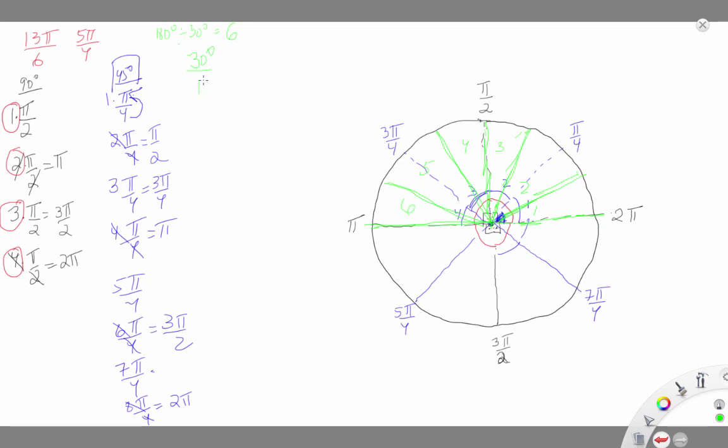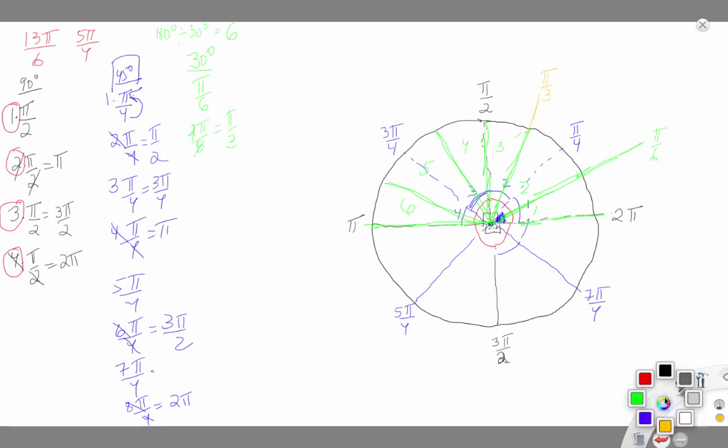So really 30 degrees is just pi over 6. So I'm going to write over here, a little bit further away so I can see it better, pi over 6. Right. And if I move another 30 degrees, I get 2 pi over 6. But guess what? I can simplify that and it becomes pi over 3. Right? Now the denominator changed. So I'm going to use a different color over here. I'm going to say this is pi over 3.